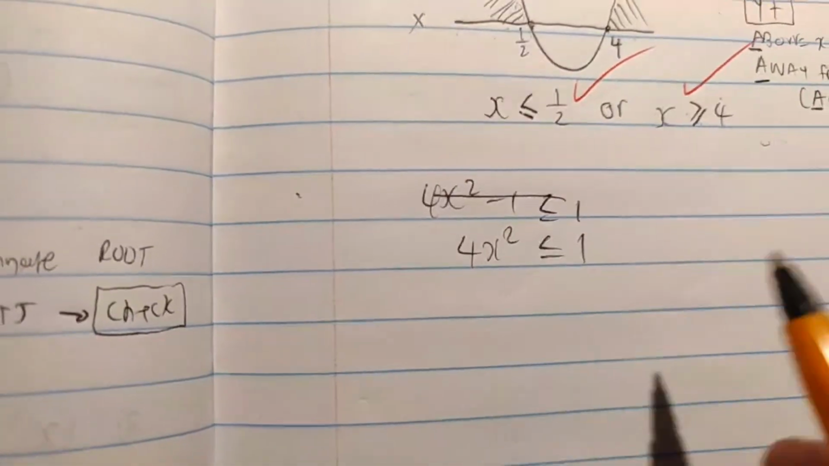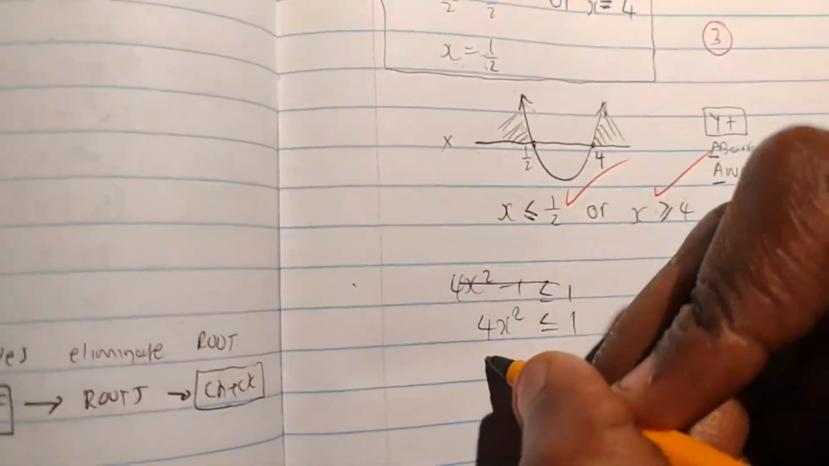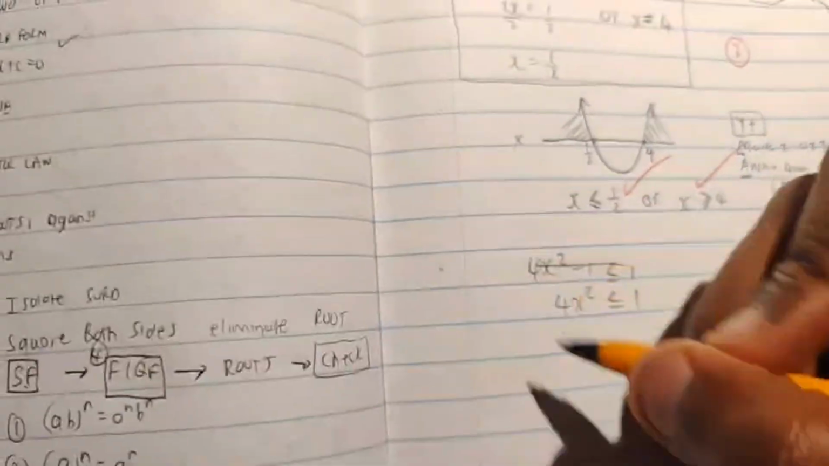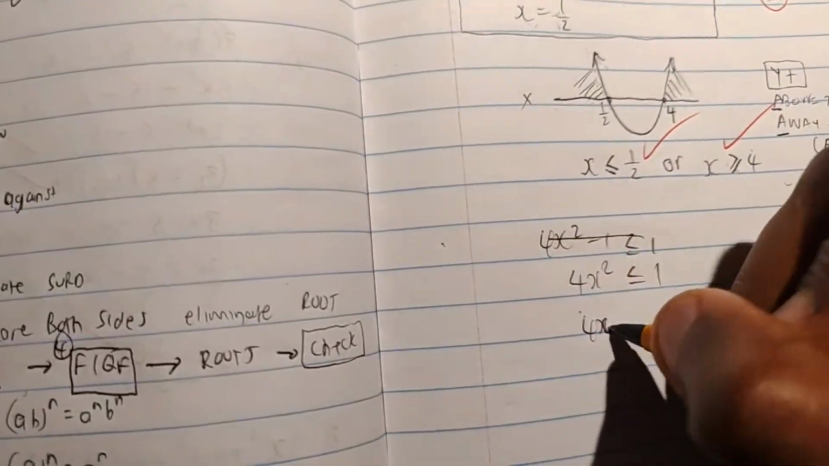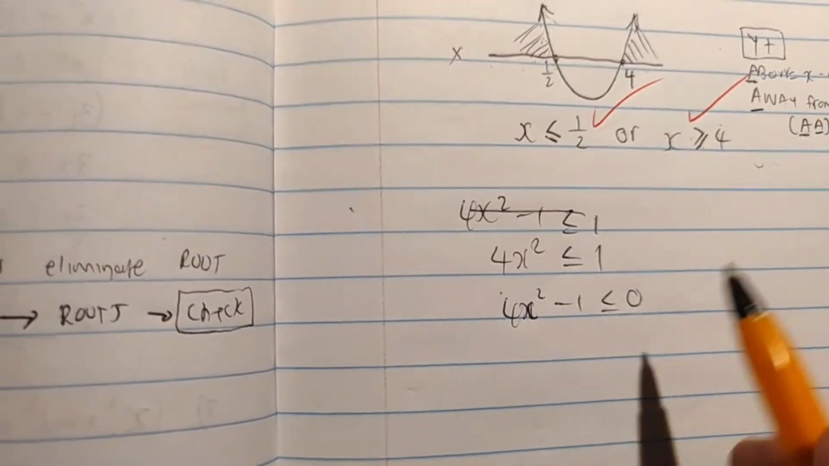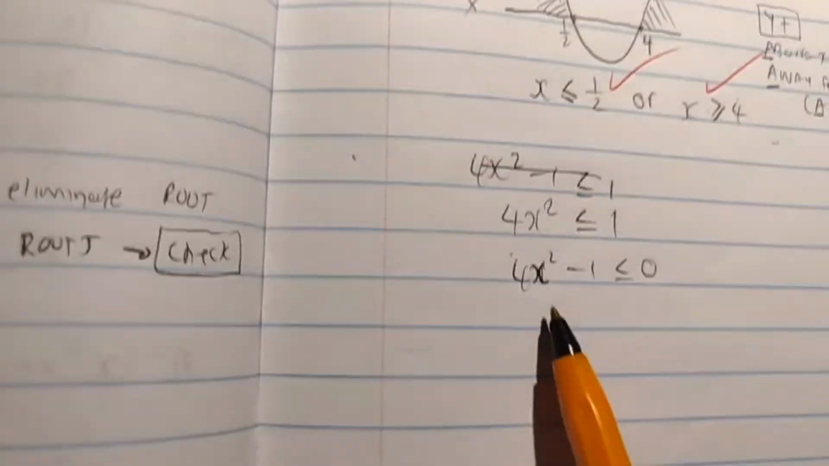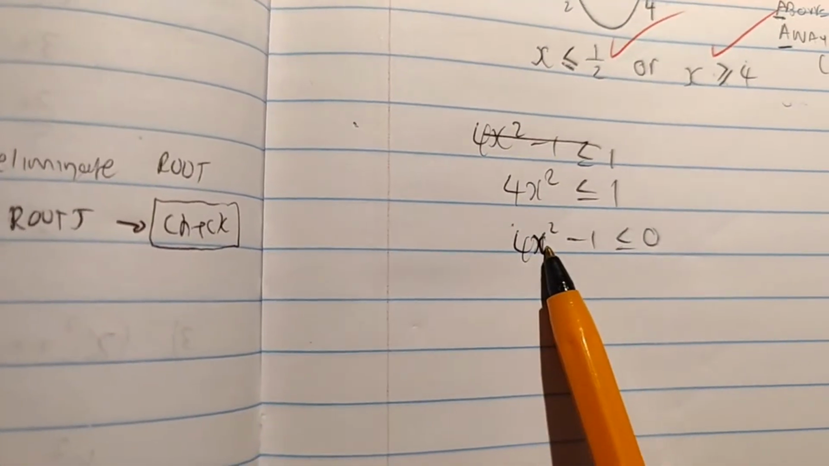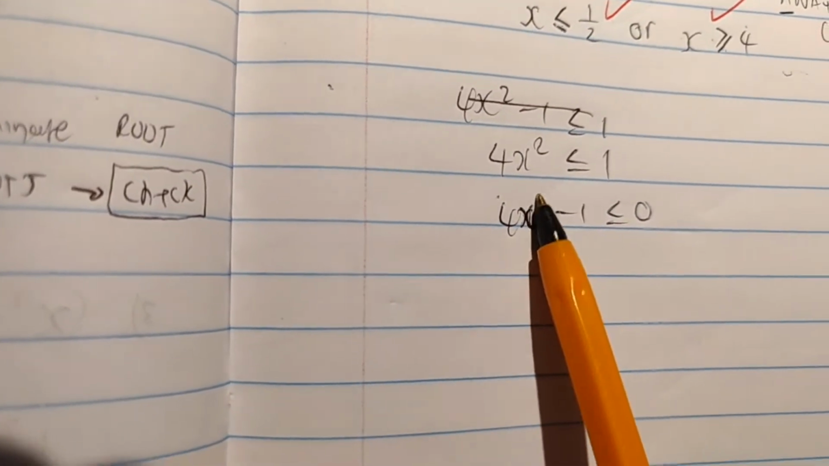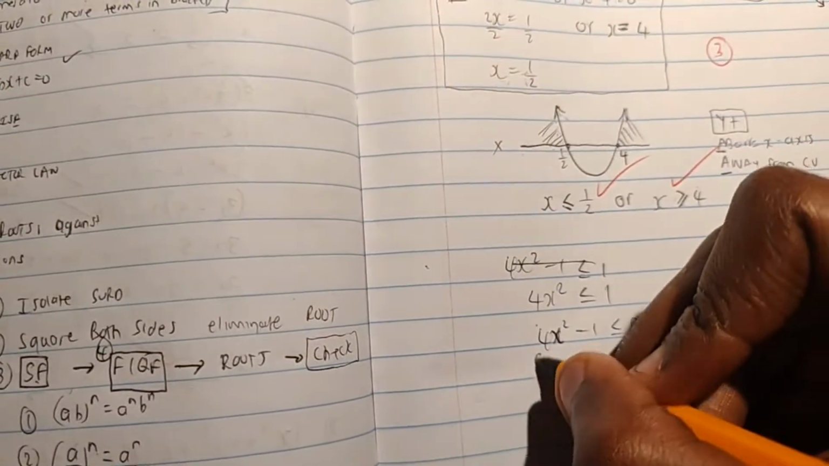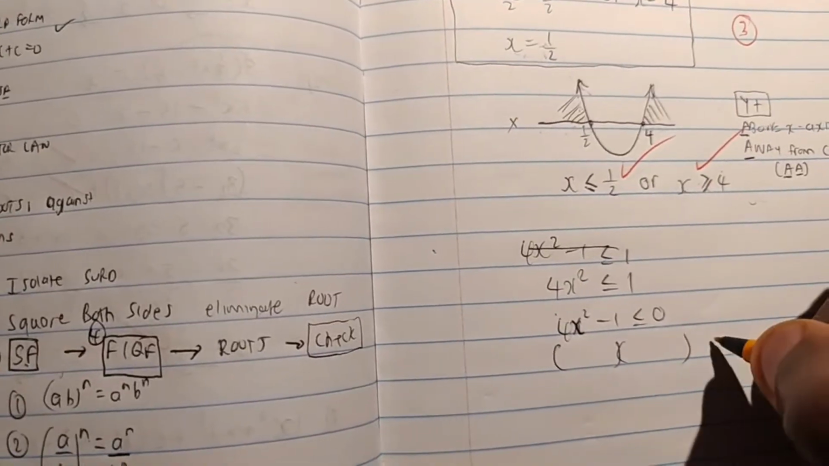4x squared less than or equal to 1. First step for inequalities, standard form. Let's achieve that. 4x squared minus 1 less than or equal to 0. We are in the standard form state. Second step, factorize. This is a difference of two perfect squares. 4 is a perfect square. X squared is a perfect square. A variable raised to an even exponent is a perfect square variable. 1 is a perfect square. So we are going to open two brackets.